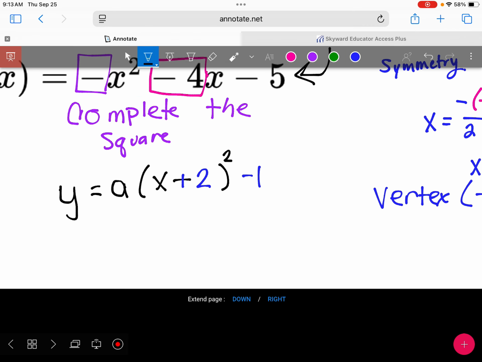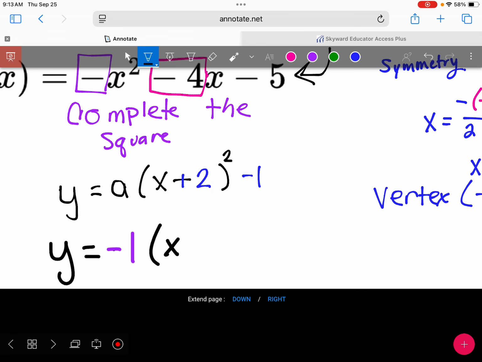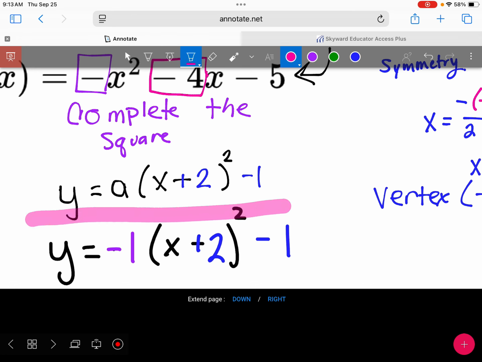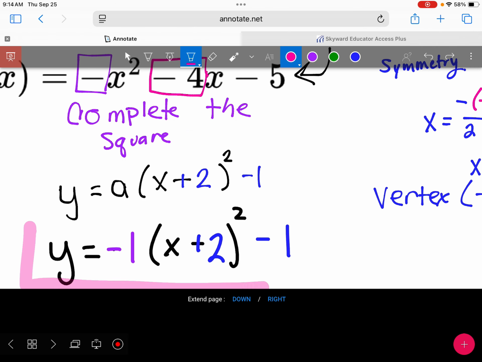So our actual equation on this guy is going to be y equals -1 times (x plus 2) squared minus 1. And that's our answer. That's too dark. There we go. I just want to be able to see through it.